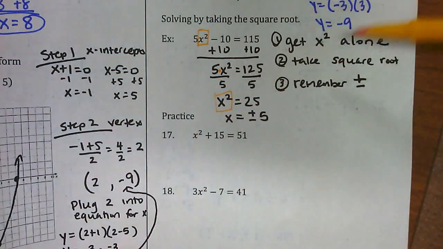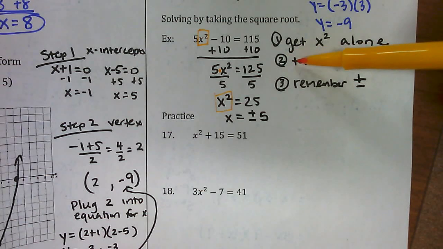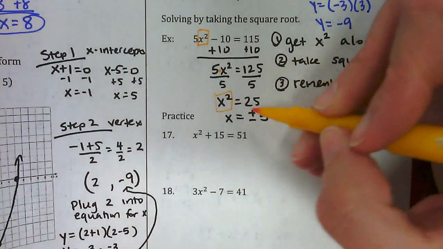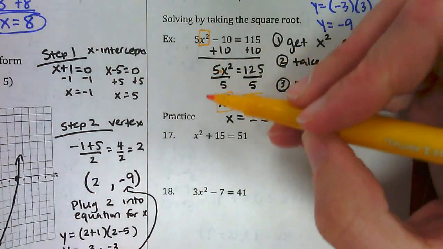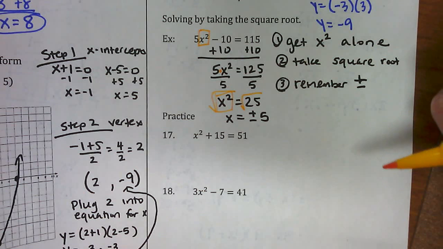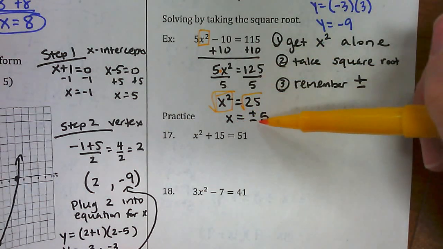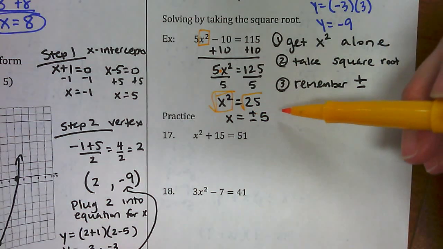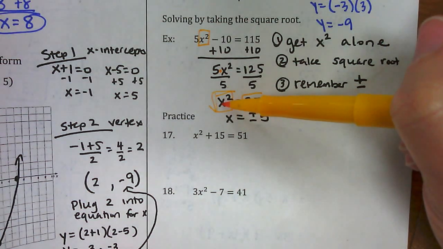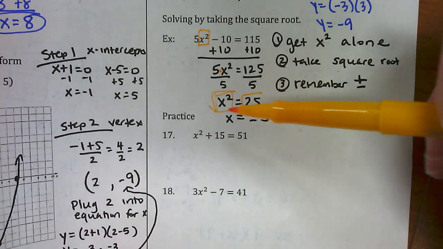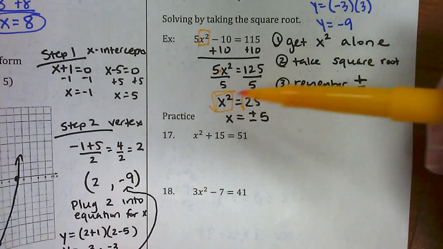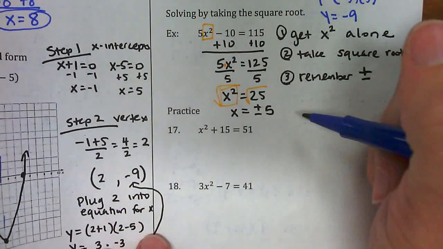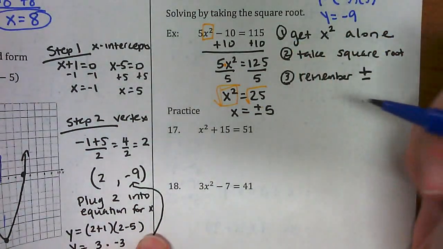This is by itself. Once the x squared is by itself, we take the square root. So hit the square root button, which is the button that looks like a radical. You take the square root on both sides. When you take the square root, you have to remember to say positive and negative, because if I square positive 5, I get 25, and if I square negative 5, I get 25. So I have two solutions, positive and negative 5.